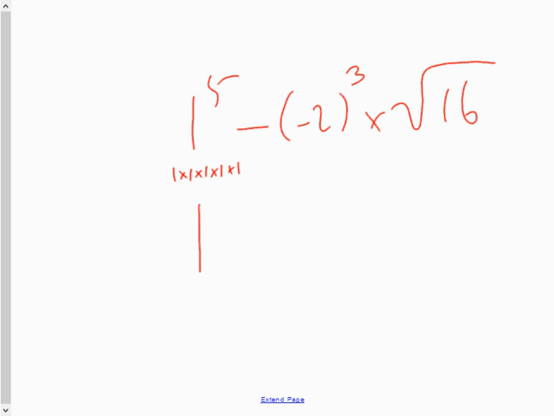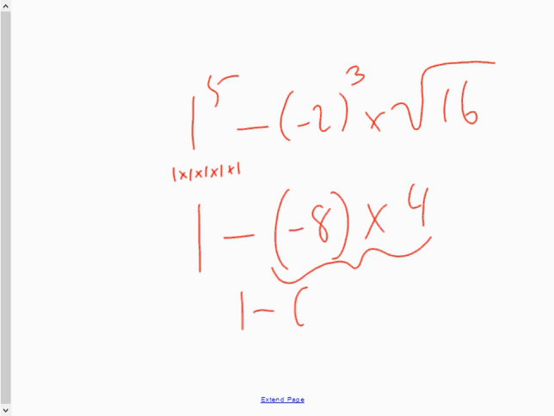Question 17 says 1 to the 5th, take away negative 2 cubed, multiplied by the square root of 16. 1 to the 5th would be 1 times 1 times 1 times 1 times 1, which is still going to be 1. Negative 2 cubed is negative 8, multiplied by the square root of 16, which is 4. Don't forget order of operations, so this is still going to be 1 take away the product, which I do first, which is negative 32. Important you keep that in brackets. Keep flip change. When you subtract integers, you get 33 as your answer.